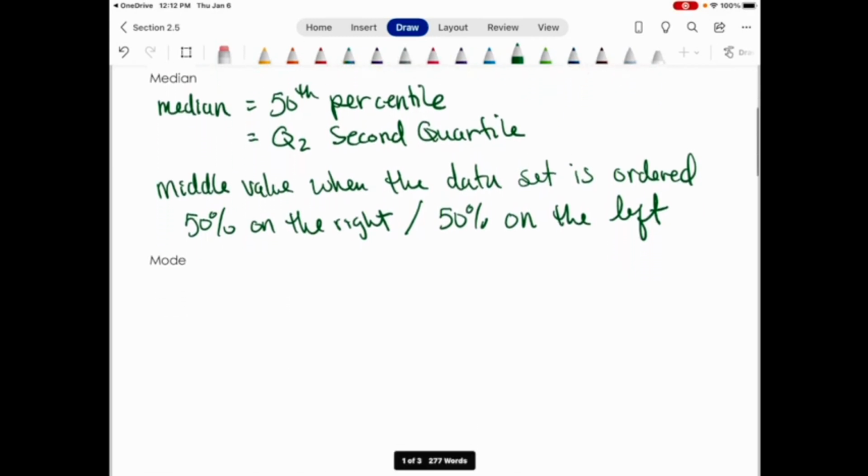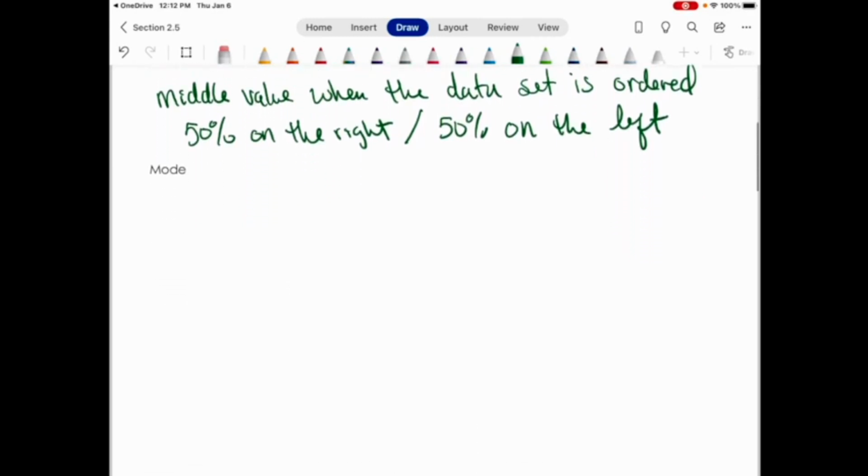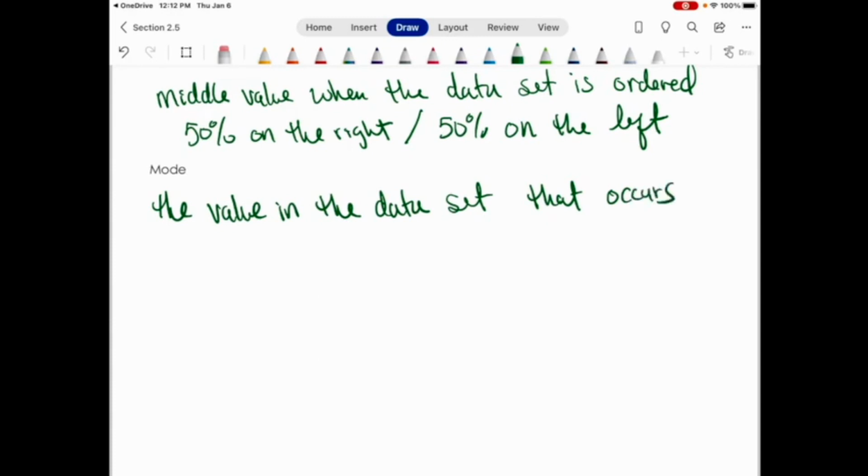Now, one value that we have not talked about yet is the mode, and you've probably heard of this before, but let's do a quick refresher. The mode is the value in the data set that occurs the most, or you can say the most frequently. There are special cases where you would have no mode, or you can have more than one mode.